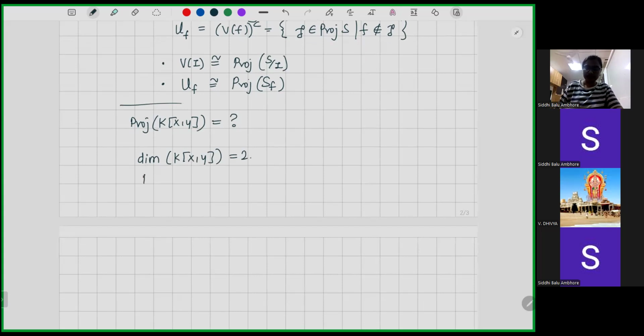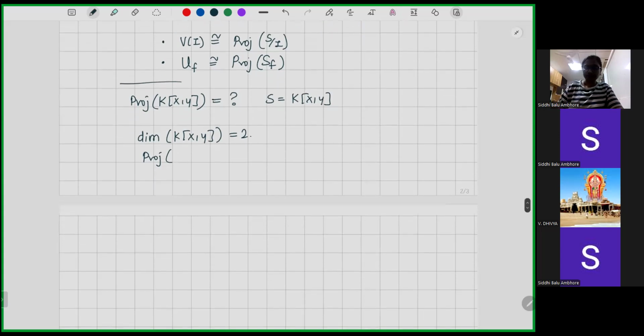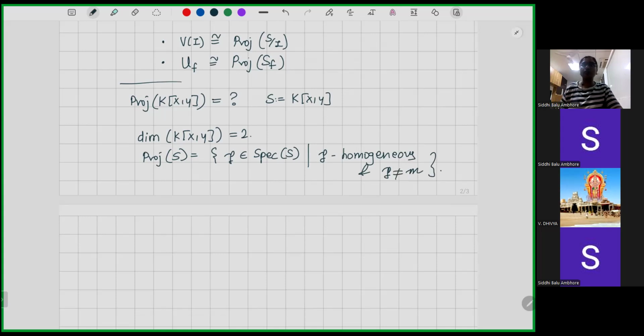Okay, and this Proj S. So if I let me call this S to be K[x, y], then Proj S is all those P in Spec S such that P is homogeneous. I'm just repeating the definition. And P is now properly contained in M. Okay, or P is not equal to M.